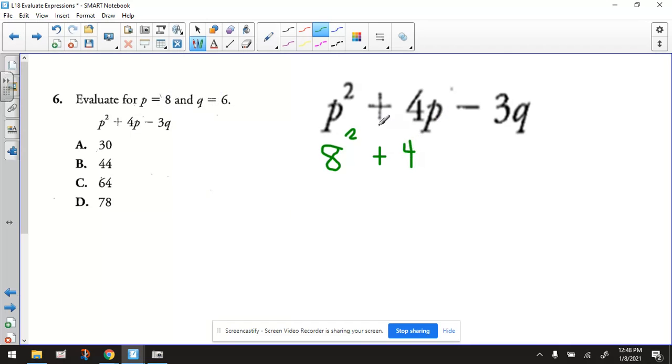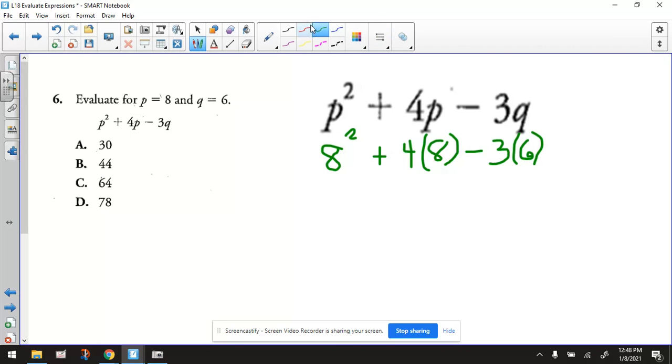So to show that we're multiplying times P, I'll just use a set of parentheses. Minus 3. And then for Q, we're using the number 6. So to show that we're multiplying that, we'll use parentheses again.